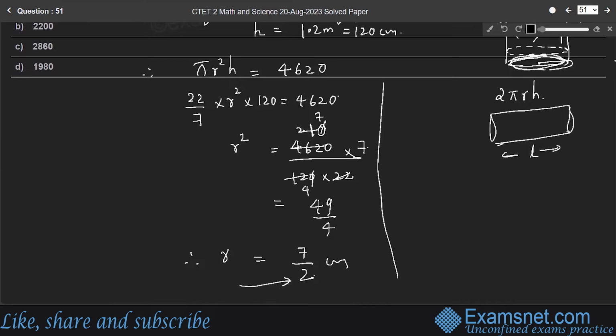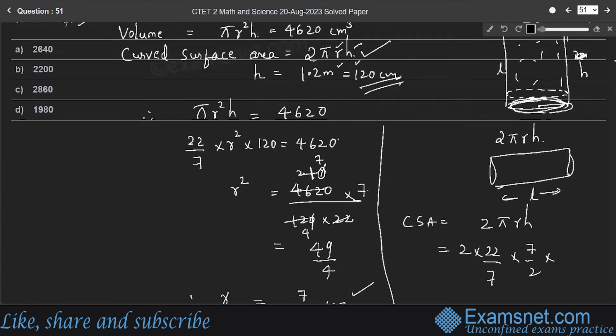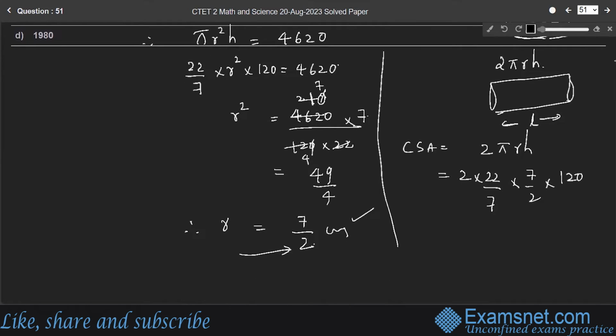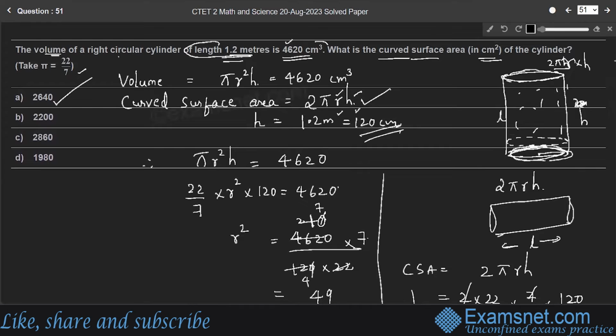Therefore, the question is to find the curved surface area, which is 2 pi r h. So we'll consider curved surface area, which is 2 pi r into h. So 2 into 22 by 7. The radius is 7 by 2, so 7 by 2 into the height or length of the cylinder, which is 120 centimeter. So into 120. Therefore, we can cancel 2 and 2, 7 and 7. So we have 22 into 22 into 120. So it is 12 into 2, 24. 24 plus 2, 26. So the curved surface area is 2640 centimeter square. Option A is the right answer.